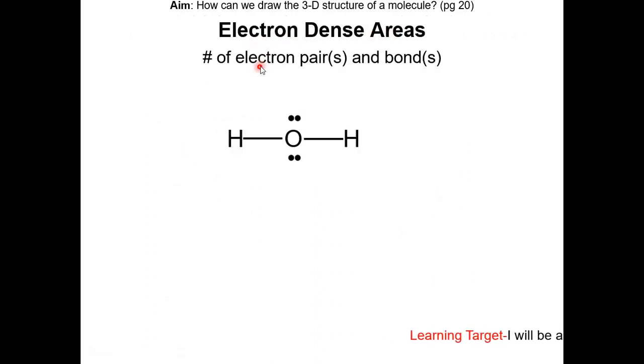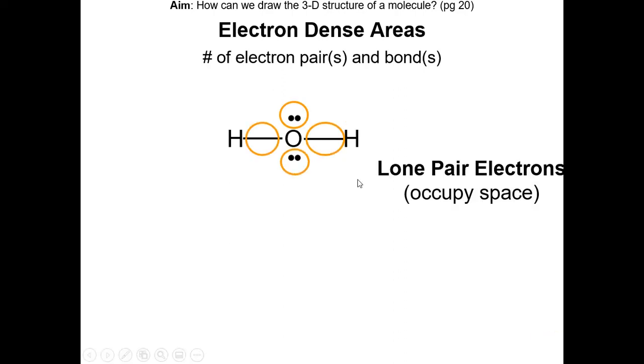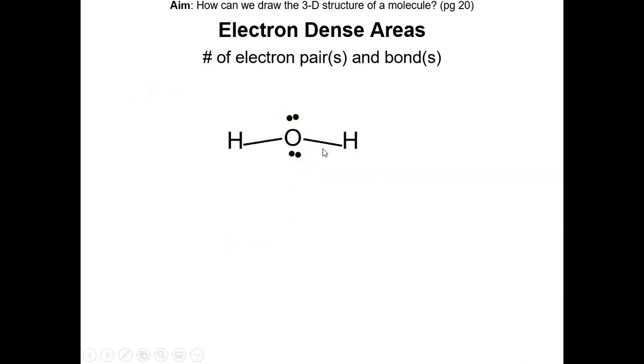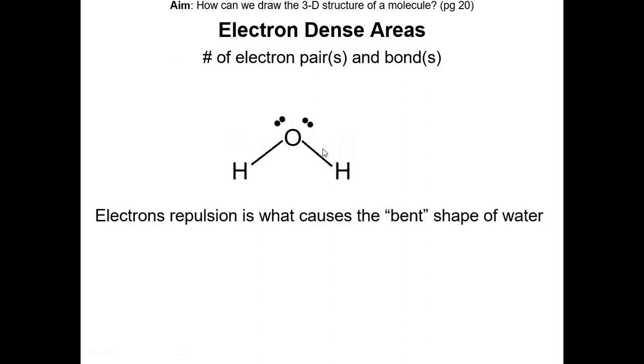Electron dense areas are the electron pairs and bonds in the molecule. Here is a water molecule. I'm going to circle the electron dense areas. There is a total of 4 electron dense areas in water. So the molecule is going to form a shape to minimize the electron repulsion present in the molecule. Water has 2 lone pairs, and each of the lone pairs occupies space in the molecule. They will cause repulsions with the electrons in the bond, causing the molecule to have a bent shape.